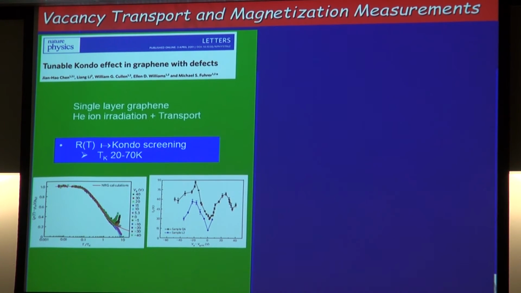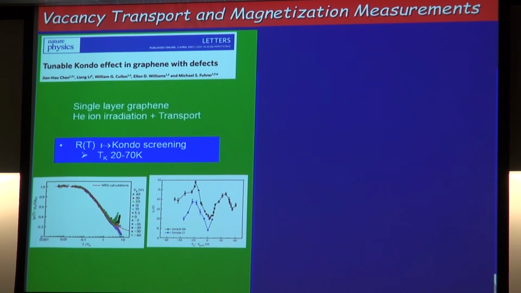Back in 2011, there was a Nature Physics paper from one of your former colleagues, Michael Führer, with Ellen Williams. They did a pioneering experiment where, just as we did, they bombarded graphene with ions, created single atom vacancies, and measured the resistivity. They saw a resistivity minimum, they saw scaling with T_K, they even saw, and this is something I'm going to talk about later, Kondo screening in graphene.